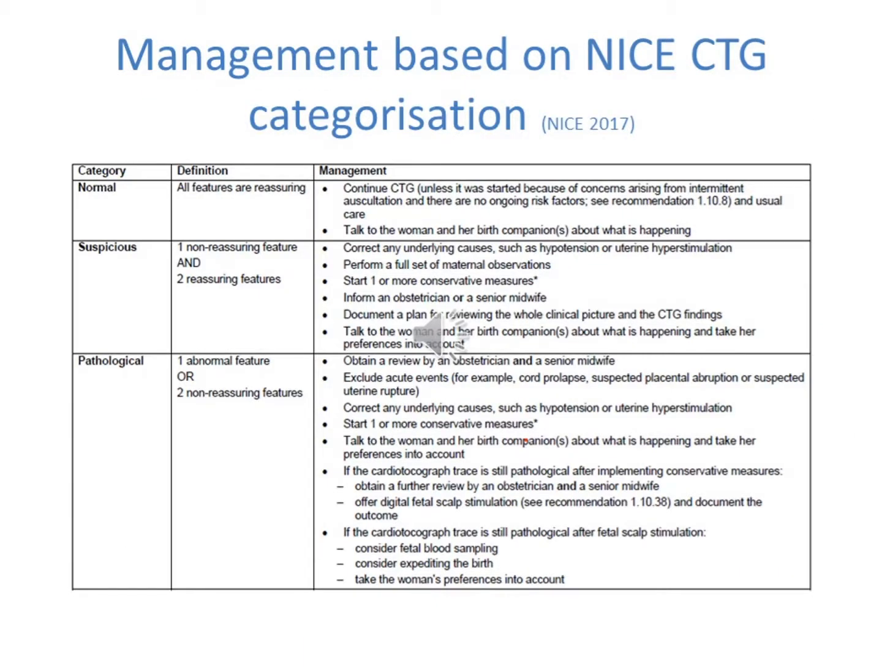Once you have classified the individual CTG characteristics, you then need to categorize the CTG as normal, suspicious, or pathological. You must categorize the CTG each time you review it and document this in the record.